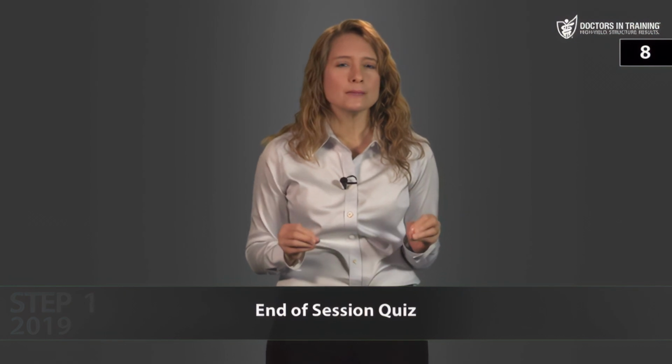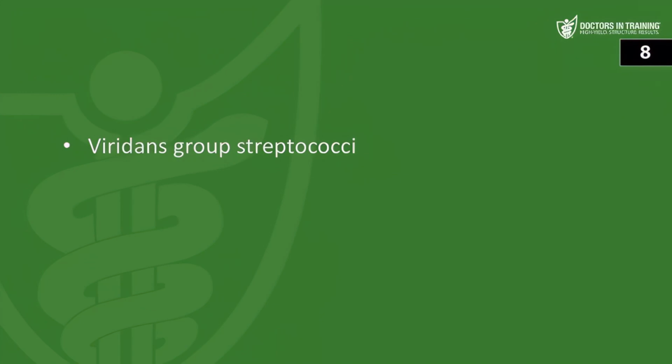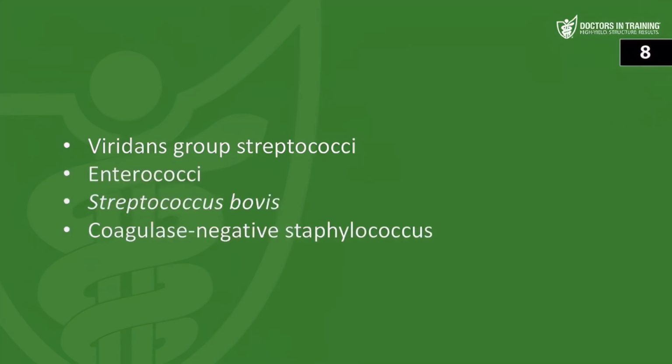First question, what organisms are most commonly implicated in subacute infective endocarditis? Viridans streptococci. These are probably the most common cause of subacute infective endocarditis. The other common causes include enterococci, Streptococcus bovis, and coagulase negative Staphylococcus like Staph epidermidis.